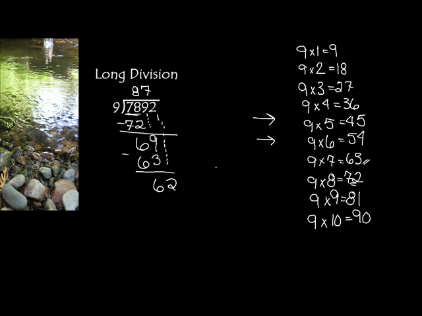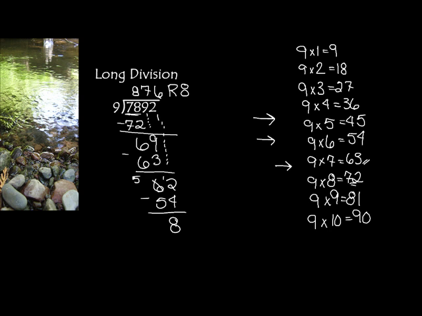And once again, I look over here at my multiples, my products. And which one is closest to 62? Well, that's going to be 54. So I'm going to put a 6 here. 9 times 6 is 54. Okay. We're going to subtract. Now, I need to borrow. Remember that? So when I subtract down, I get 8. 9 doesn't go into 8, so that's my remainder. A remainder of 8.